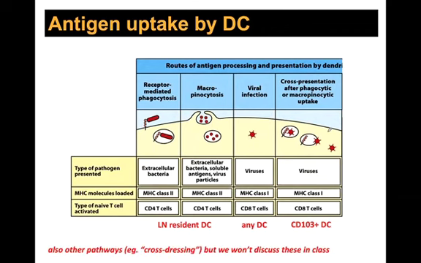There are also other pathways that we don't discuss in this class. There are things like, instead of cross-presentation, there's something called cross-dressing, where dendritic cells can steal MHC from each other. I don't care that we cover this. This is trogocytosis. It's a different mechanism, and we're not going to cover it. But there are some other variations.